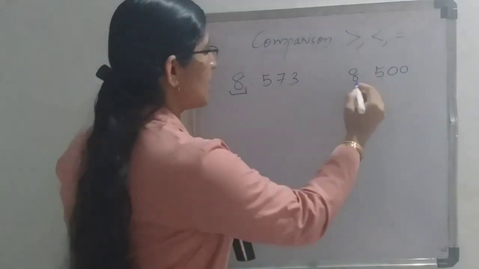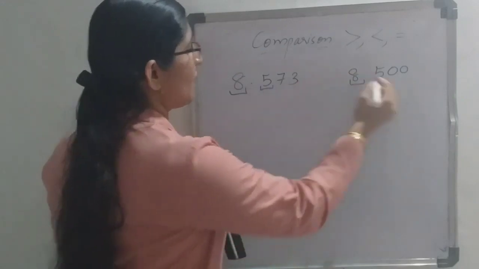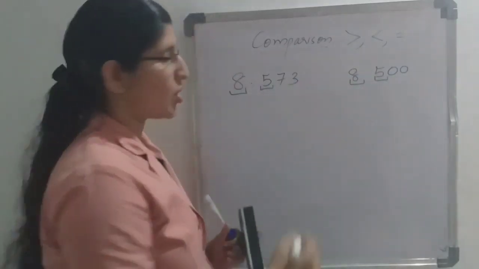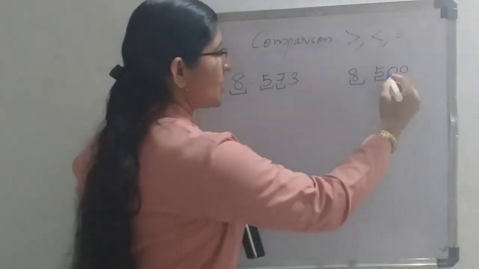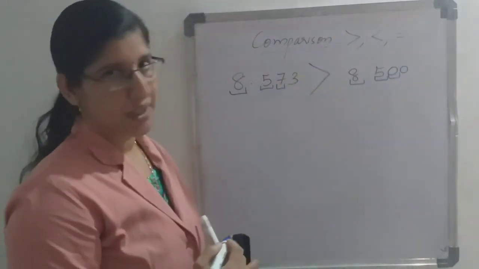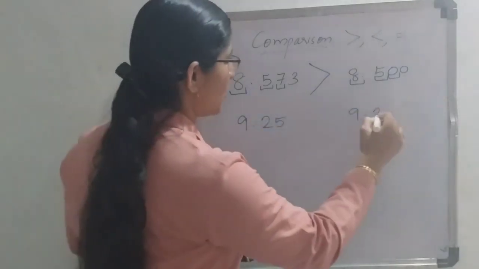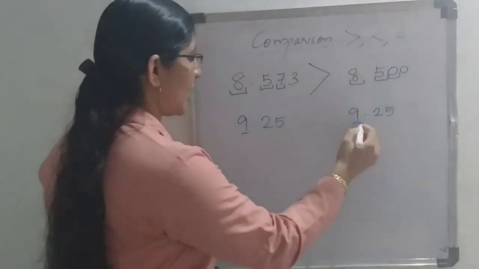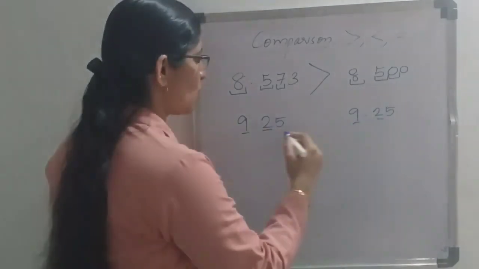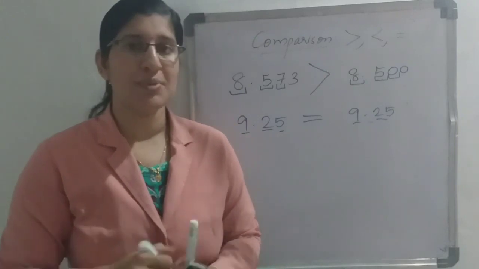Here it is 8, here it is 8. Next, starting from the first place of the decimal, 5, here is also 5. That is also equal. Next is 7, next is 0. So we know that 7 is greater than 0. Clear? If it is 9.25 and 9.25, 9 equal, 2 and 2, 5 and 5, so these are equal.